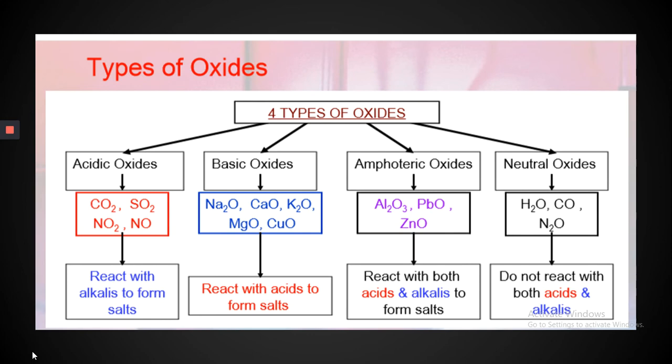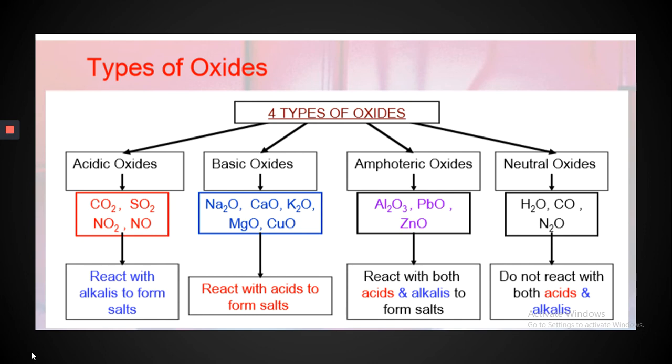Here we will discuss some examples of these oxides. Acidic oxides like carbon dioxide, SO2, NO2 and NO. These all are acidic oxides and these will react with alkali to form salts.